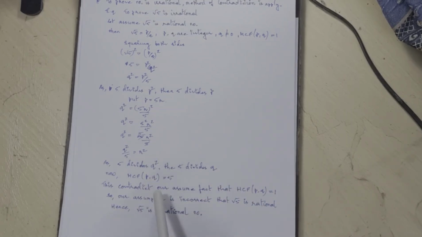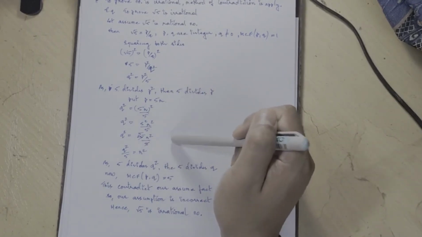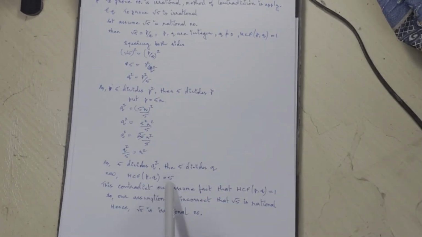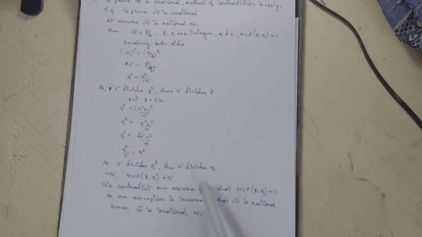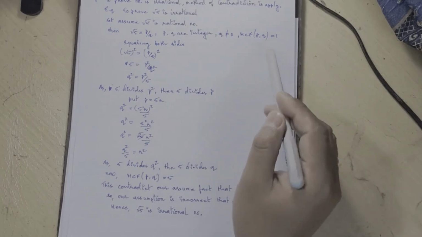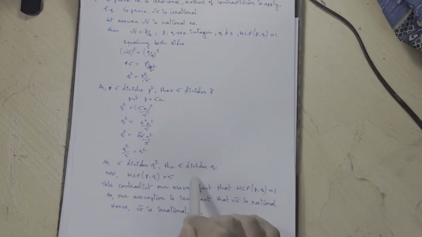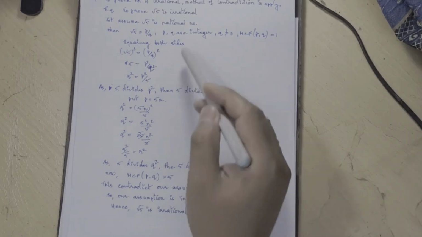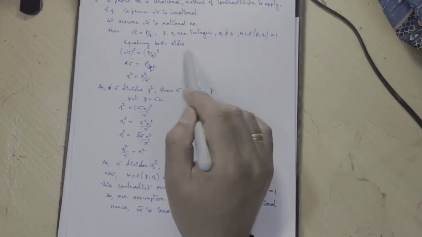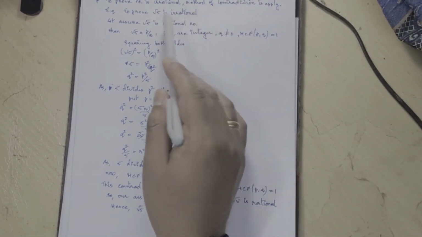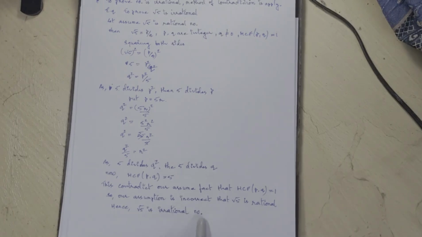How is it a contradiction? Because by this logical derivation, we are getting the HCF of p and q equals 5. But initially we had assumed that the HCF of p and q is 1. Here we are getting 5, there it is 1. So only one thing is possible, which means that our assumption is incorrect. We can conclude that our assumption, that root 5 is rational, is incorrect. So the given statement, that root 5 is an irrational number, is correct.